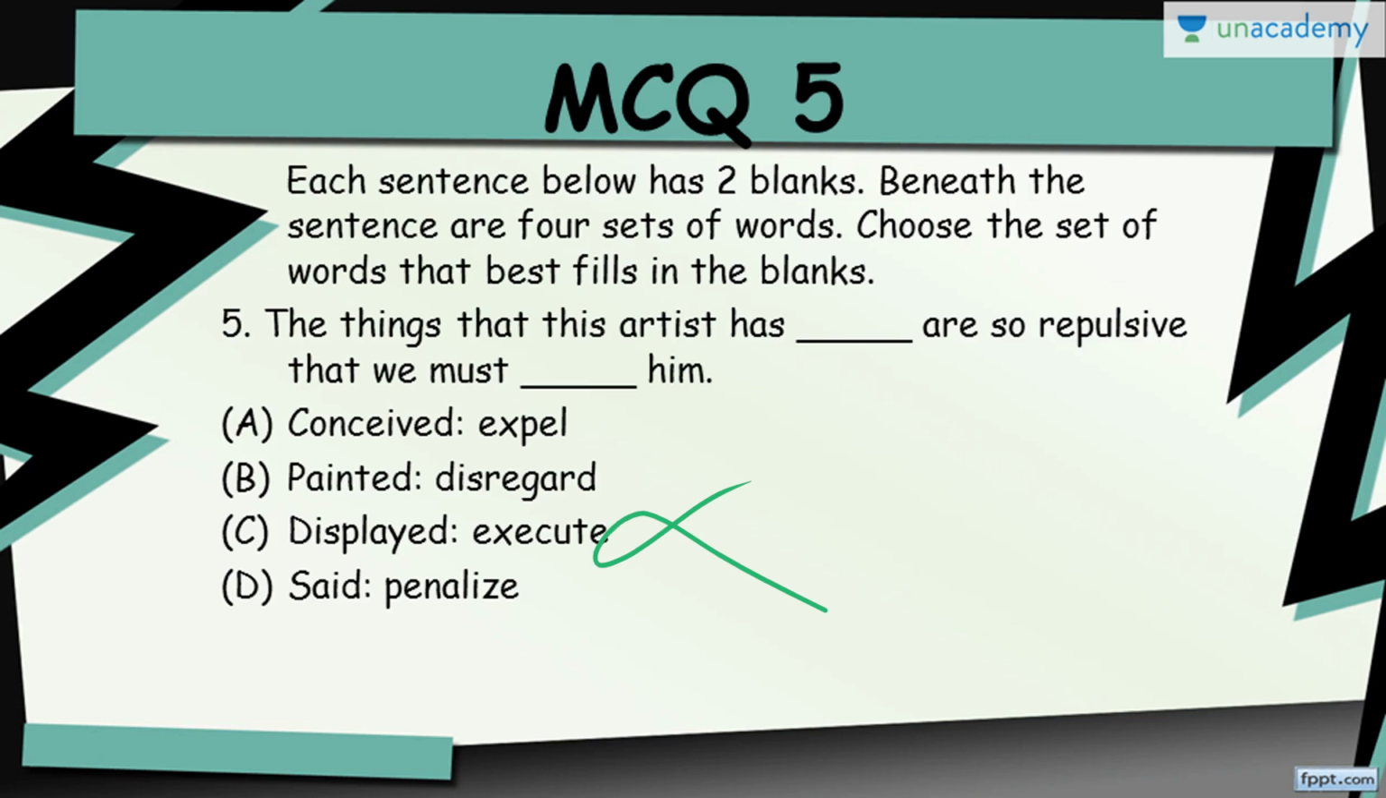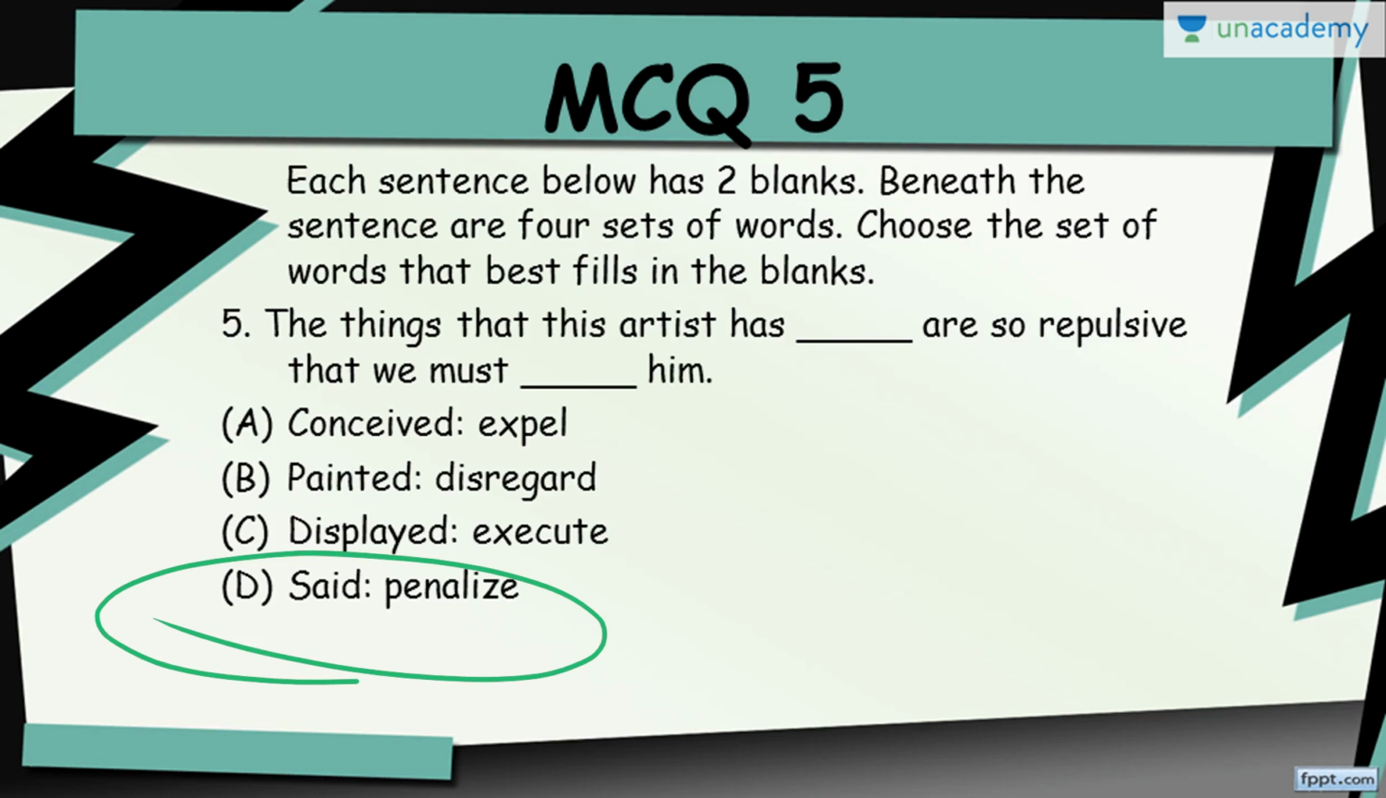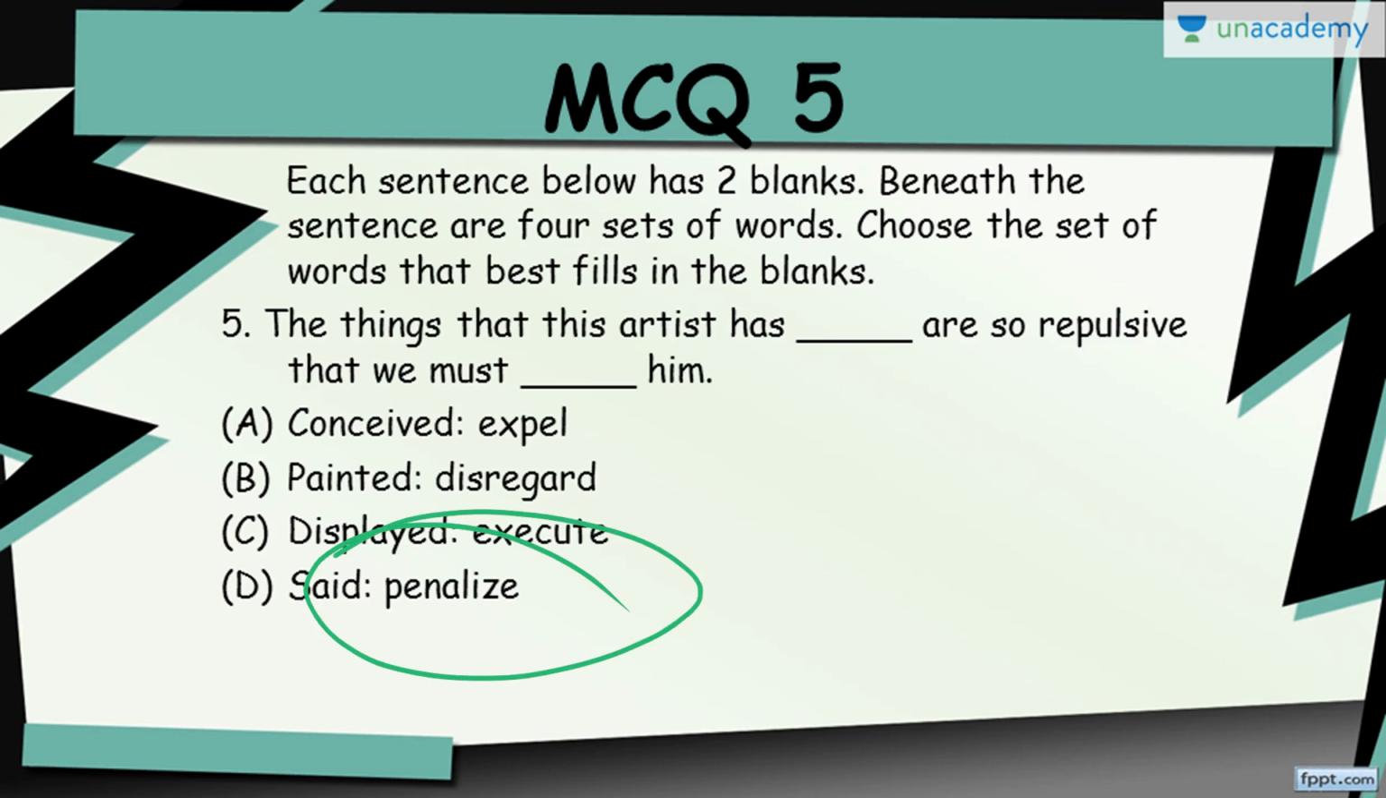Then D option says the things that this artist has said are so repulsive that we must penalize him. So it's obvious that when you penalize someone, it's simple. It's effective, yet it is not very cordial with them. So it's an effective punishment, and therefore it's the correct choice for this MCQ. D is the correct answer.